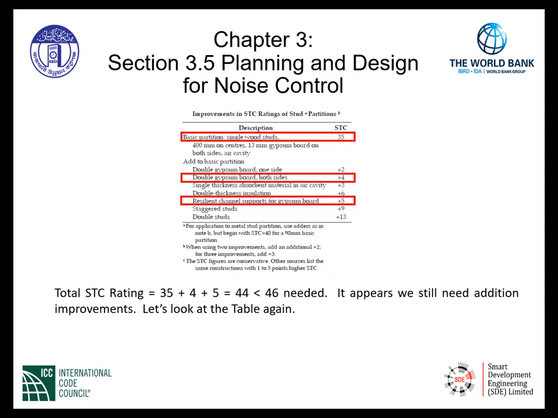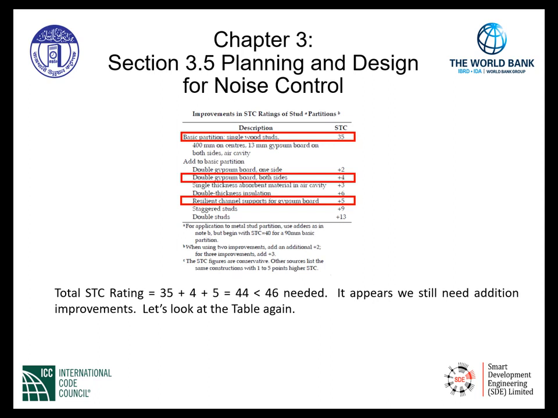The total, we take the summation. The total STC rating would then be 35 plus 4 for the double gypsum board, plus 5 for the resilient channel supports for the gypsum board, and that would equate to 44, which is less than our needed 46. It appears we still need additional improvements. Let's look at the table again.